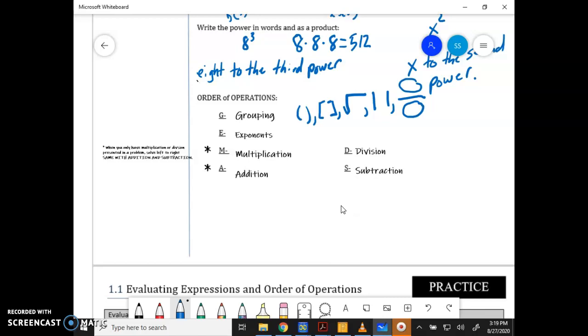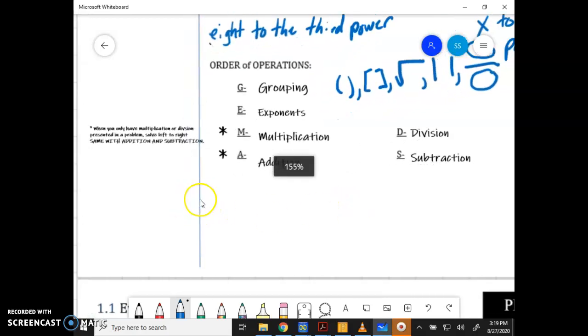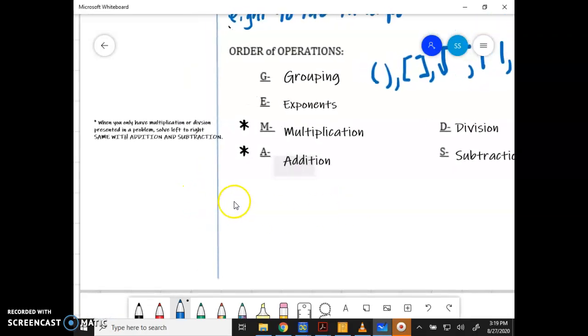And then after grouping symbols, we have exponents. And then, as you can see, multiplication and division are written side by side. I wrote a little note here that I want you to copy down. Pause the video if you need to. When you have just multiplication or division left in the problem, you just want to solve left to right. And that's the same with addition and subtraction.